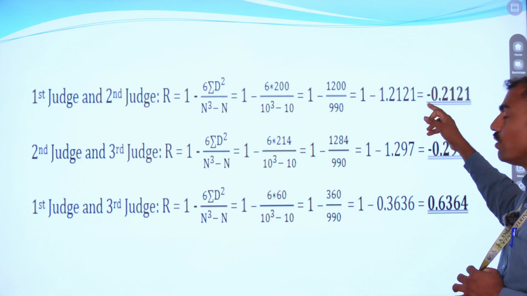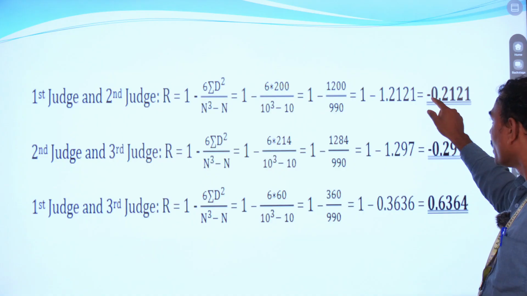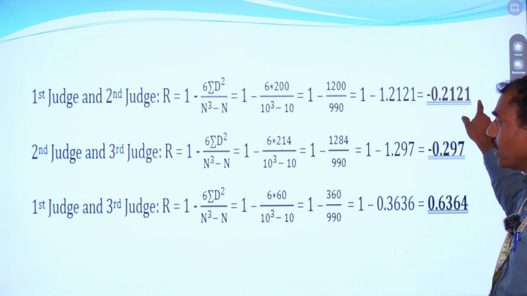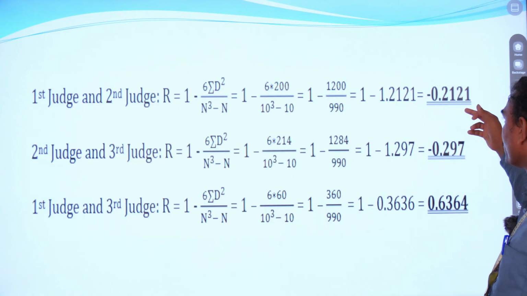So the correlation value is minus 0.2121. It gives a negative correlation, so this pair is not possible.